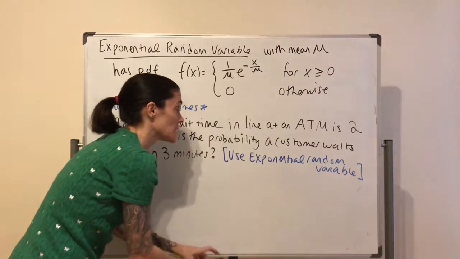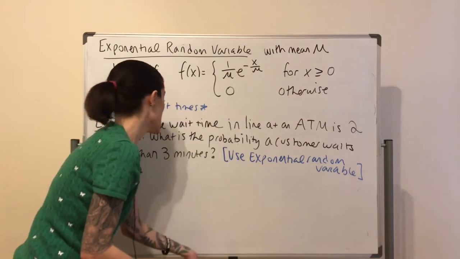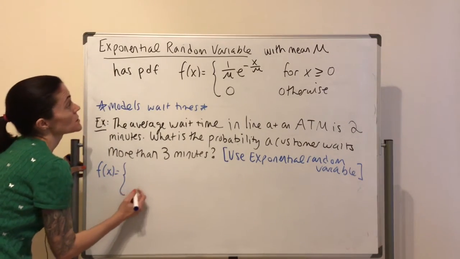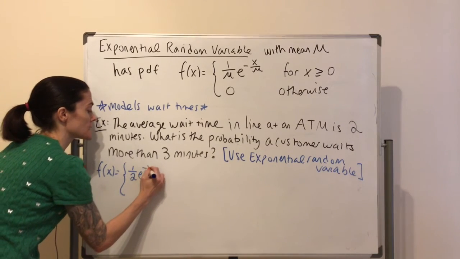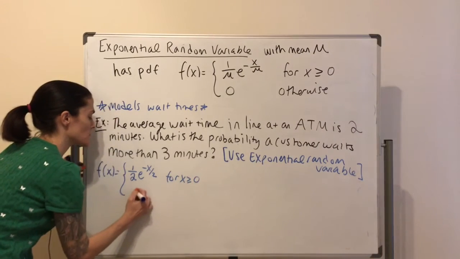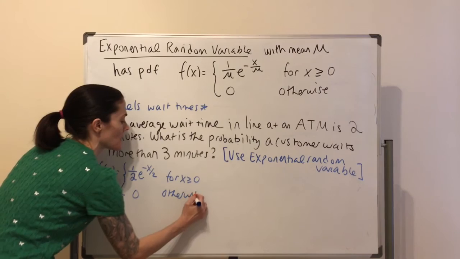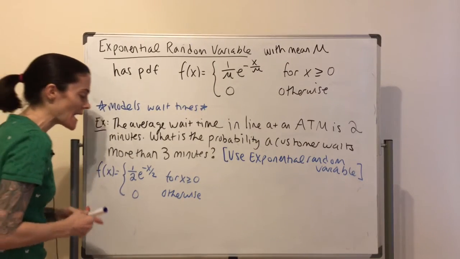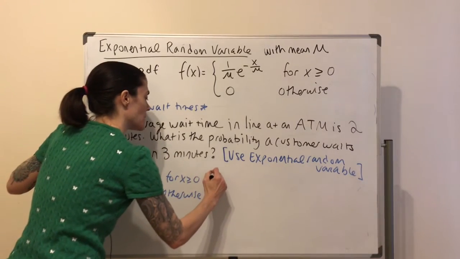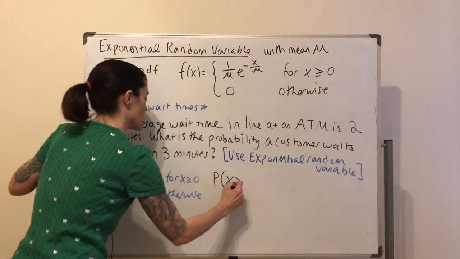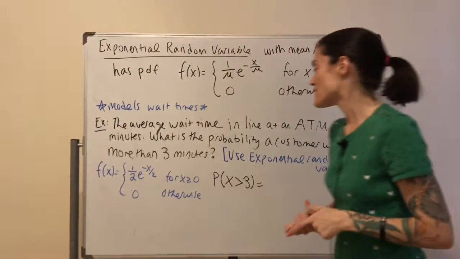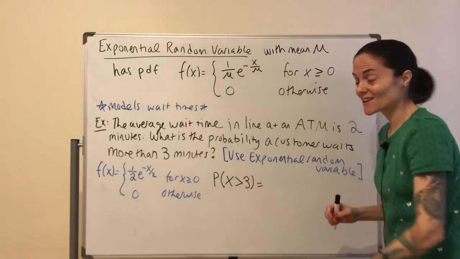Okay, well, here, if the mean is 2, I will write it down, f of x equals a half e to the minus x over 2, and this is for x bigger than or equal to 0, or 0 otherwise. Okay, and so what I want to calculate here, I want the probability that x is bigger than 3. Okay, and there's a few ways we can do it. I will do it just directly looking at this.